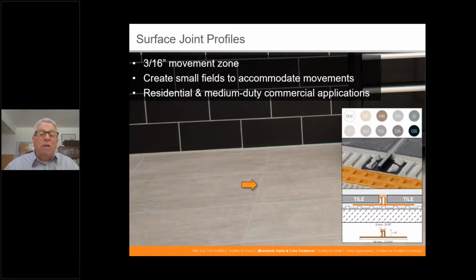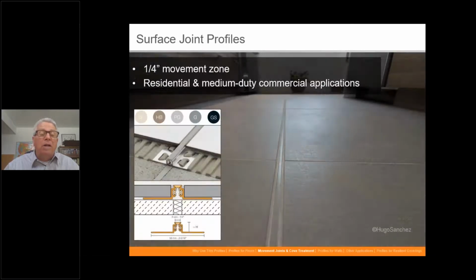It does accommodate the movement, and this would be something you can use in a residential to medium duty commercial type of application. So keep that one in mind, very popular. This one again has the removable and replaceable movement joint, but it does give you good support of the edge of the tile, protects it from ever chipping or cracking because it does have that edge protection. And the insert is available in your most popular grout colors.